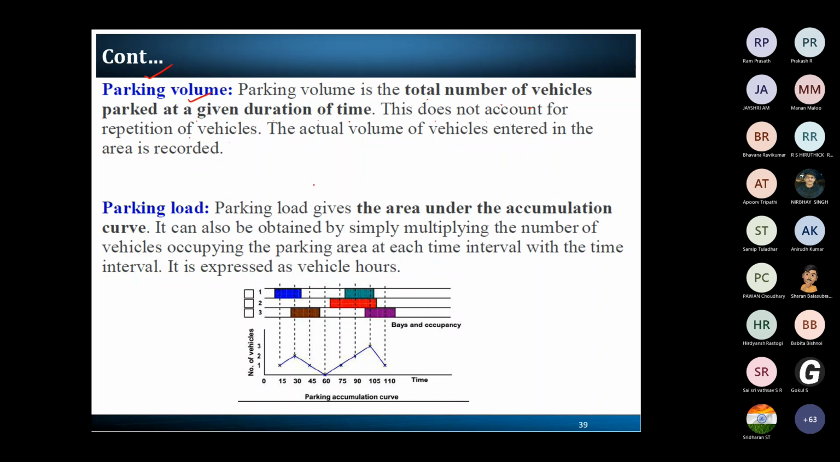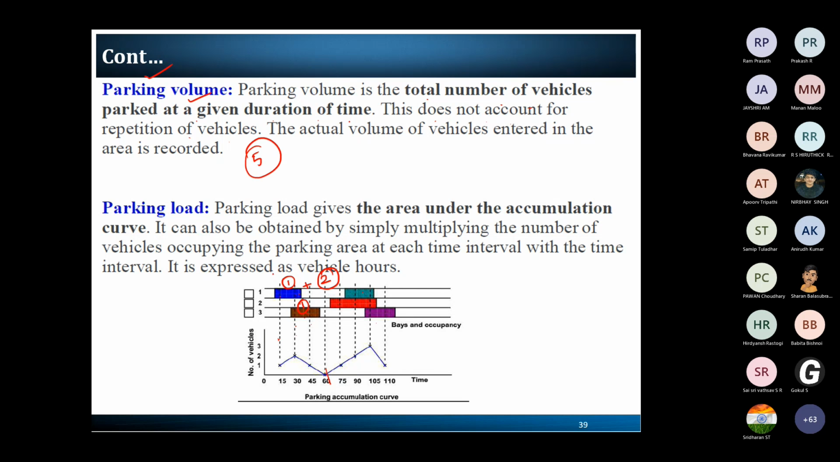And sometimes the vehicles might be observed twice. Example, in 1 hour, the 60 minutes, the blue color vehicle is observed twice, but it is considered as only one vehicle. Then at 30 minutes and 45 minutes, the brown color car is observed for two intervals, but for the volume we consider it as one. So totally the number of vehicles within 60 minutes is observed as two vehicles. And during the 1 hour, 1, 2, 3, 4, 5, 5 vehicles are observed.